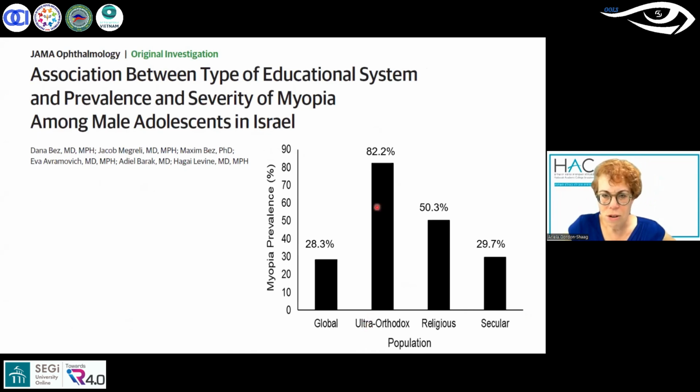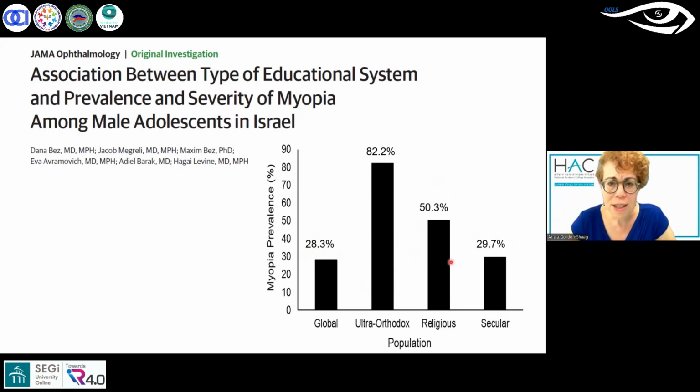In the ultra-Orthodox Jewish population, 82% of the boys had myopia, 82%, 8 out of every 10 boys. In the secular population, it was close to 30%, only 3 out of 10 boys. And in the religious population, it was 50%, or half of the 17-year-old boys, who were myopic. And the prevalence in the secular population is pretty close to the global average of about 30%.